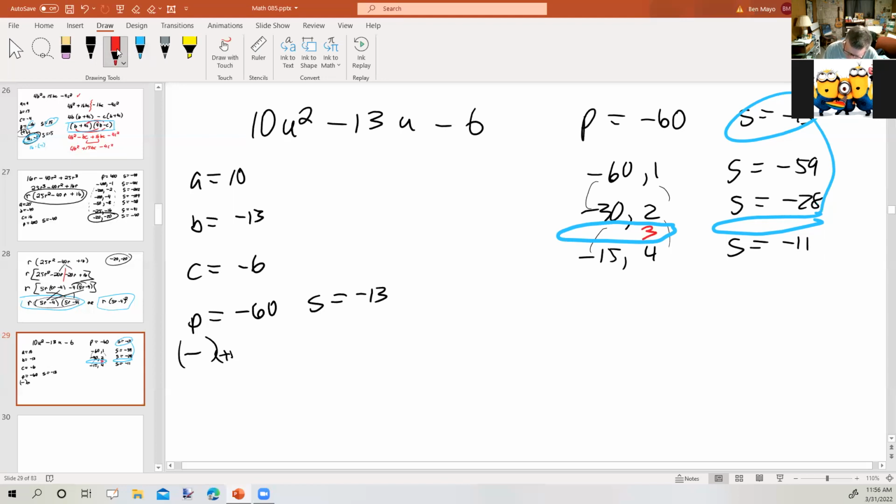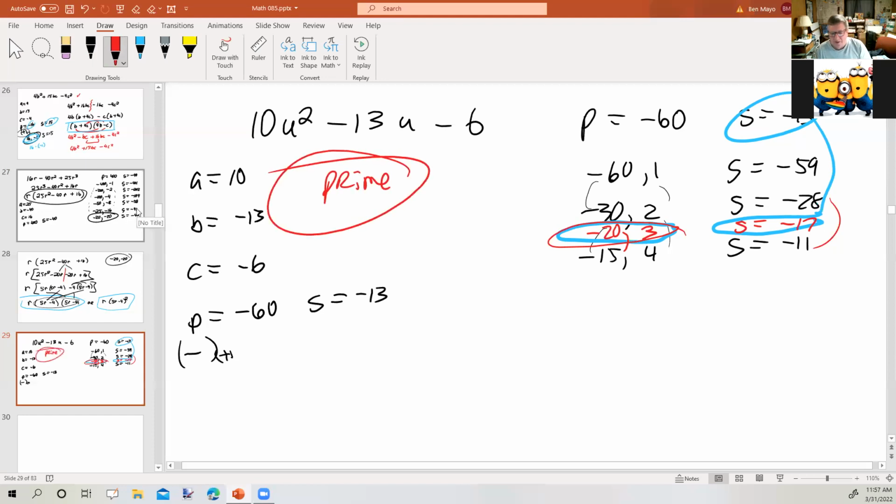And let's see, that would have to be negative 20. Negative 20 times 3 is negative 60, but the sum is what? Negative 17. So I went past the number I was looking for. I looked at the only possibility in this case in the middle, and it didn't work. So what is the conclusion? Anybody? It's prime, doesn't factor.